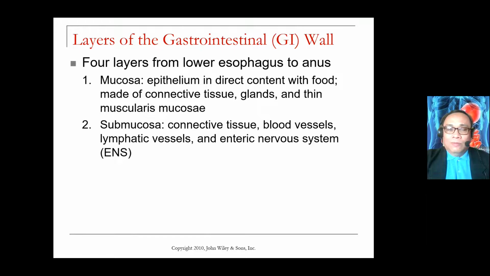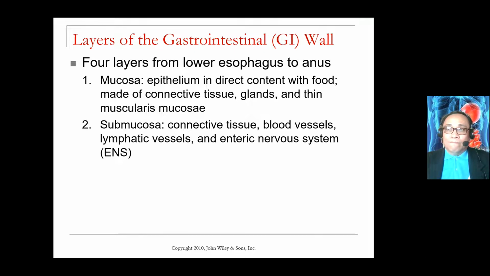Now, you will wonder, what is the gastrointestinal tract made up of? If you were to get a portion of the gastrointestinal tract and cut it in cross section, it will reveal that the wall of the tract is actually made up of four layers. Beginning from the innermost, the inner wall of the gastrointestinal tract is lined with epithelial mucosa.